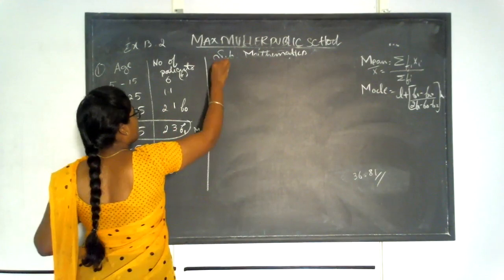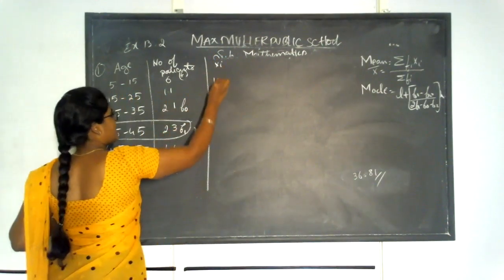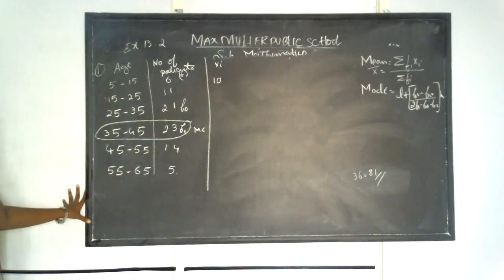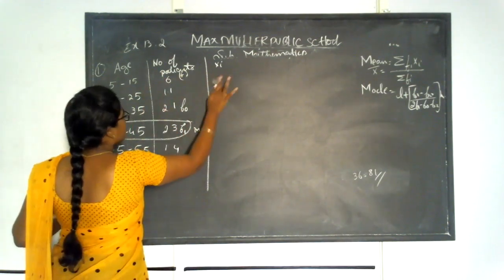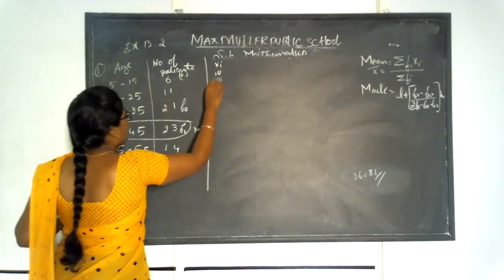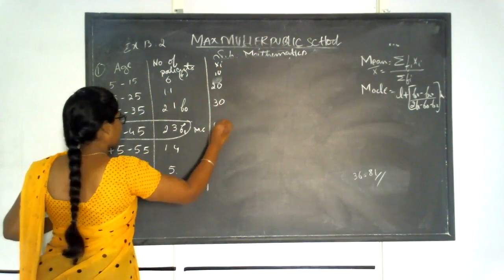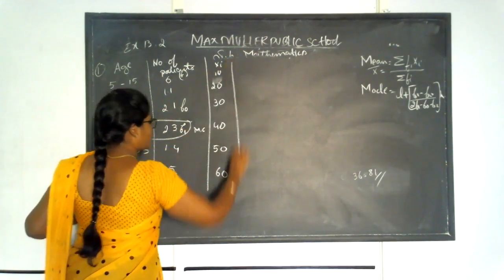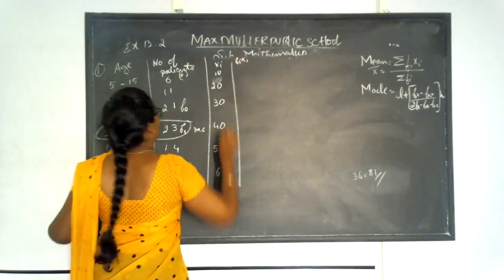Now we are going to find Xi. 5, 15. How much will you be left with? 10. See, the middle number: 5 plus 15 is 20. 20 divided by 2 is 10 itself. Then what do you have? 20. First number is 10. Then you have 20. Then it is 30, 40, 50, 60. Then what should you find? Fi Xi. You should find Fi Xi.